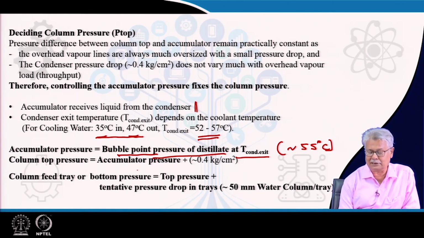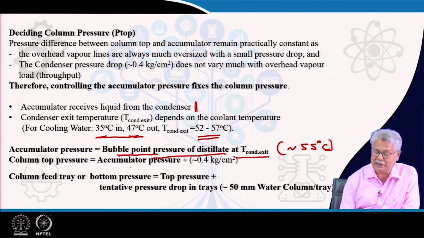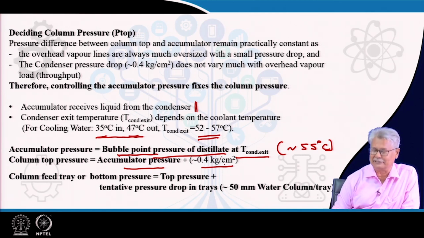Now, the column pressure has to be higher than this particular pressure. So, naturally the column pressure is going to be accumulator pressure plus the pressure drop in the piping in the overhead, which normally is highly oversized, and the pressure drop in your condenser. So, your column top pressure normally is found out by adding around 0.3 to 0.4 to the accumulator pressure, which has been found at a temperature of around 55 degrees centigrade using cooling water.